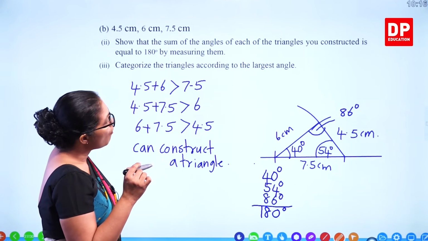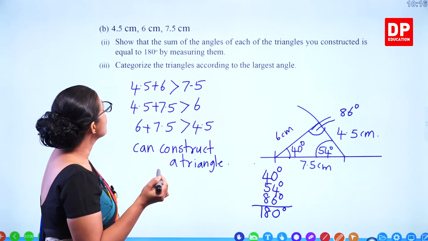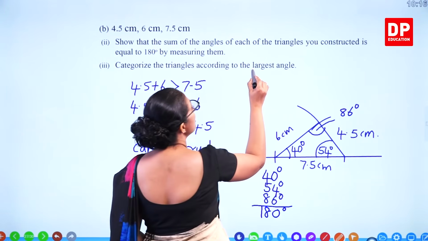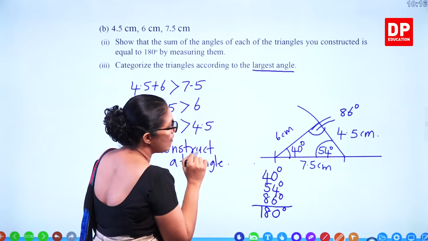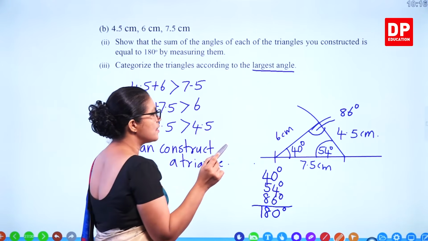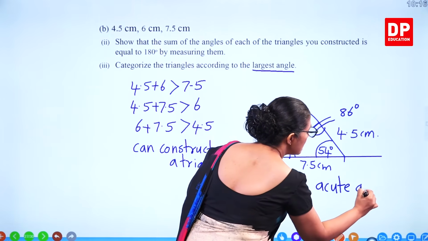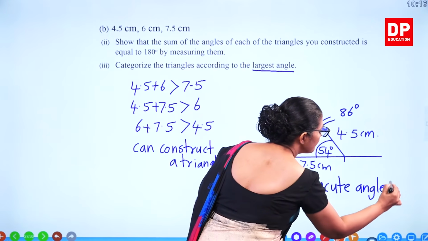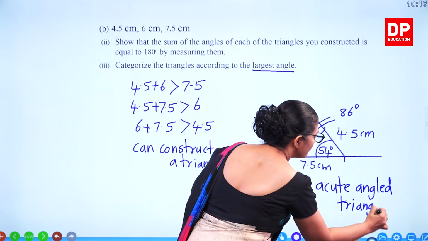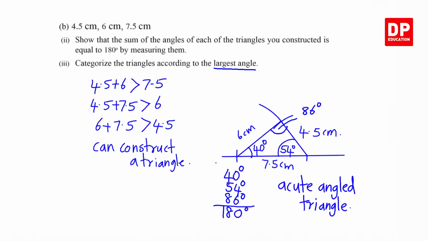And what type of triangle is this? This is a scalene triangle. And here we have to look at the angles and see. All the angles are less than 90 degrees. So this is an acute angled triangle. If you are looking at lengths, that's a scalene triangle.